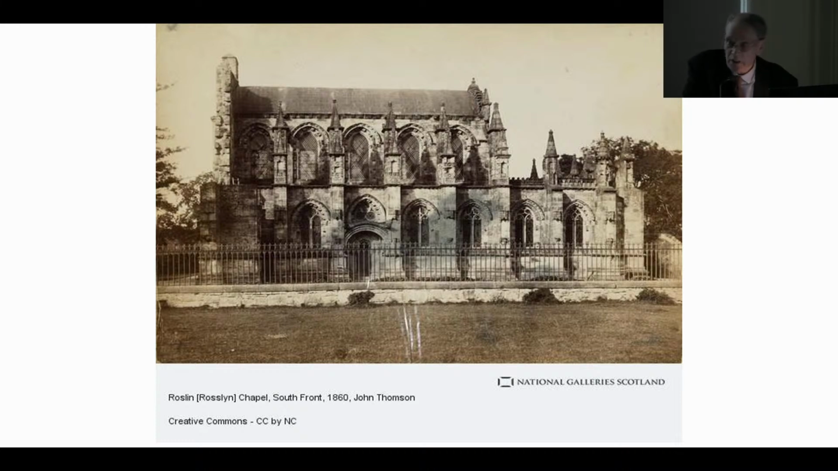So we really only have the eastern limb, which you see here in a photograph I'm very fond of from the 1860s by John Thompson. And the Victorian park railings give you some idea of the very miniature scale of the building. They would have been about head height in their original context.